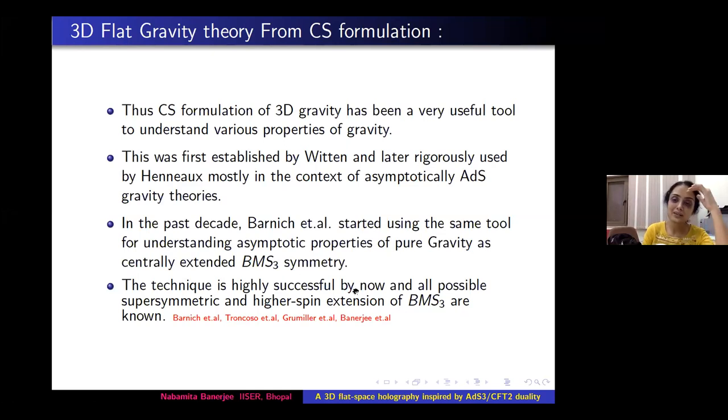Okay, so these are the things that are by now known. For all possible extensions of gravity in 3D, in the presence of other matter fields, the asymptotic symmetries for those theories are by now well understood. Okay, what more? Let's see.